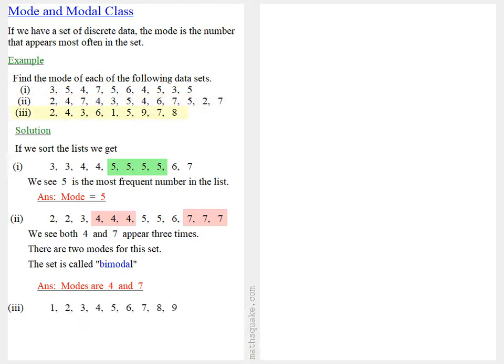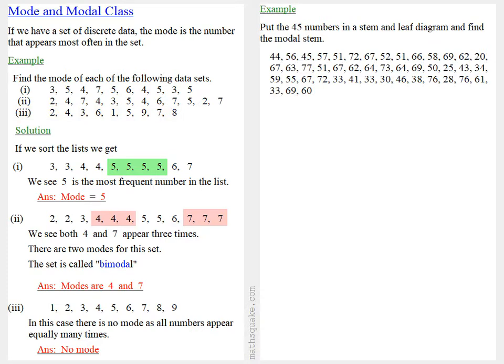In set 3, if we put the numbers in order, we get the numbers 1, 2, 3, 4, 5, 6, 7, 8 and 9. In this case, each number only appears once. So there is no mode, as all the numbers appear equally many times. And so our answer is there's no mode.